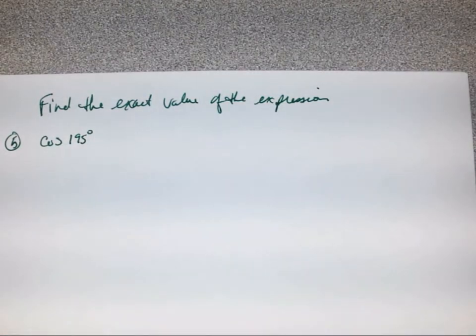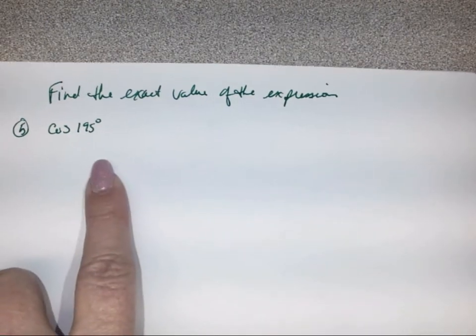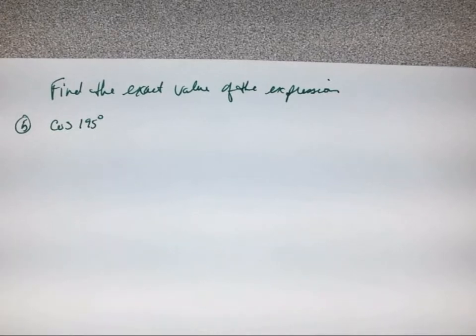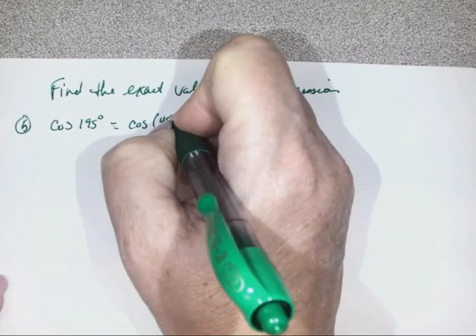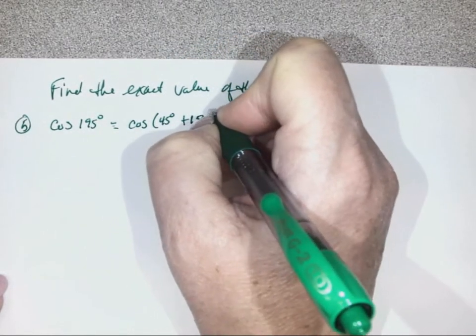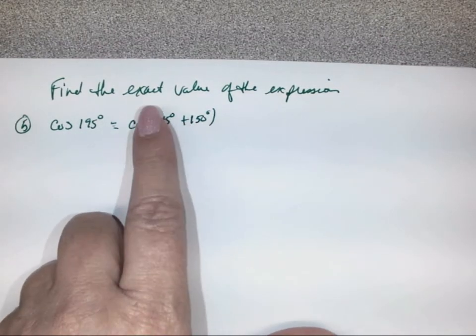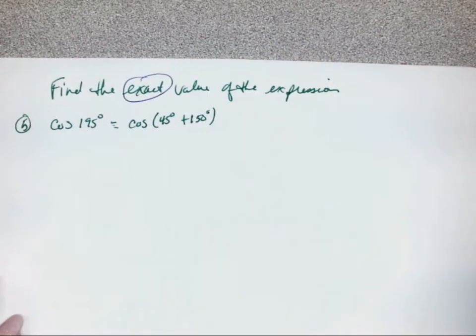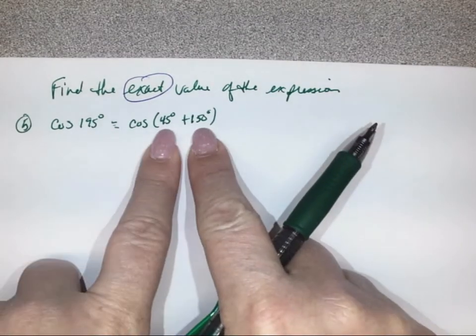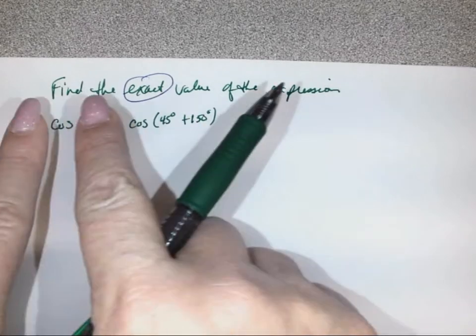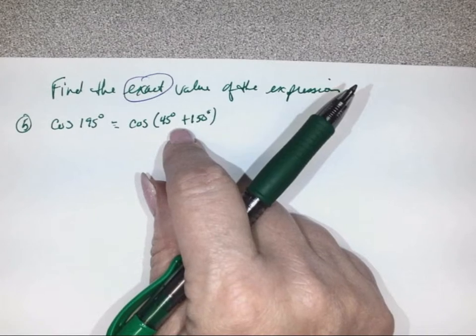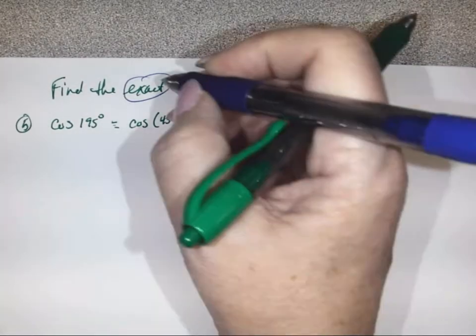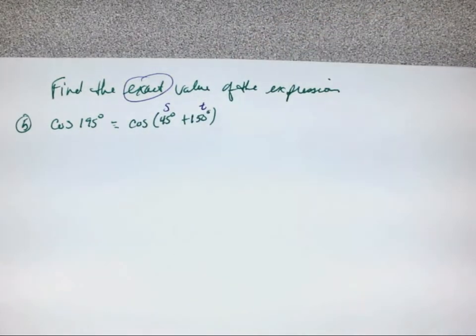Well, the first thing we want to do is write this in terms of the angles we know on our unit circle. And we are going to write it as cosine of 45 degrees plus 150 degrees. These are two angles on our unit circle. Because we're looking for the exact value and not a decimal, we have to use things that we know. So you've got to find a combination of two angles from the unit circle that add up to this angle. And now we're going to do the addition formula for cosine. This will be our s and this will be our t.